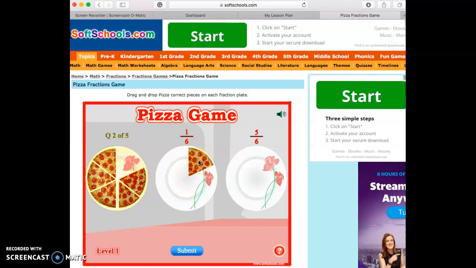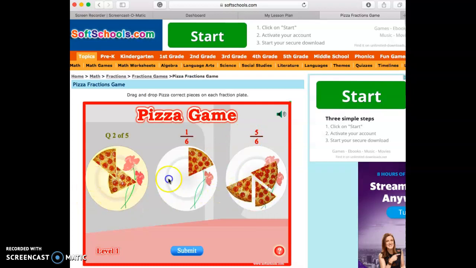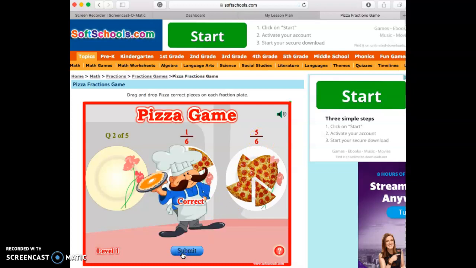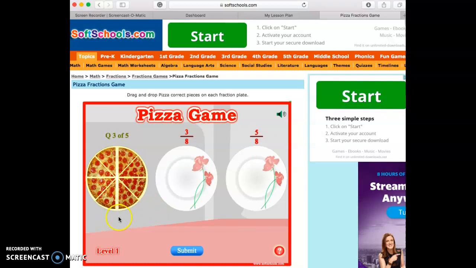So that is 1 out of the 6 whole pieces of pizza that were divided amongst this whole, so it's going to be 1/6. And this plate is asking for 5 out of the 6 whole pieces, so we're going to go ahead and drag 1, 2, 3, 4, and 5. So that has 5 out of the 6 total pieces that we had in our pizza, so it's going to be 5/6. That's correct.